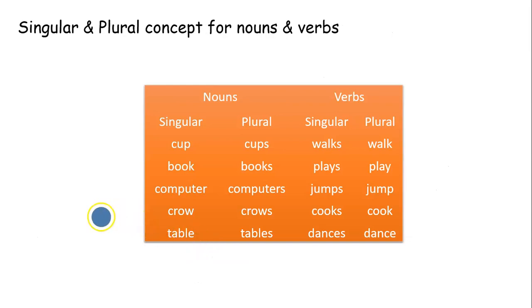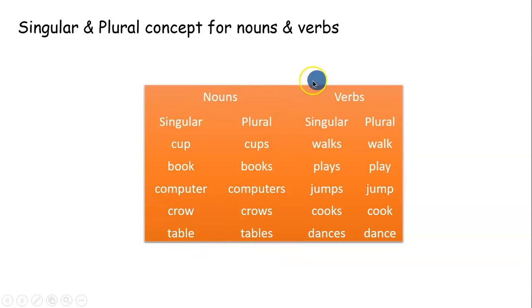Friends, please have a look at this chart, and this is a very important part of this video. That let's understand nouns first. Nouns में singular क्या होता है? So let's take the example of cup. Singular cup becomes cups, s लग जाता है. Singular book becomes plural books, यहाँ पे s लग गया. One computer becomes many computers. One crow becomes many crows. So I'm sure this is something you're all familiar with, that the moment you put an s in the noun, it turns into a plural.